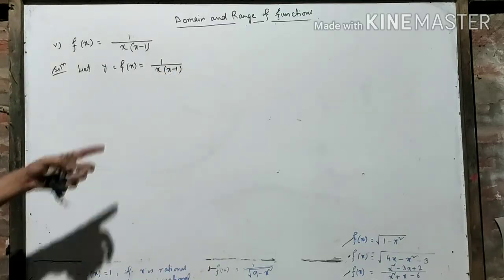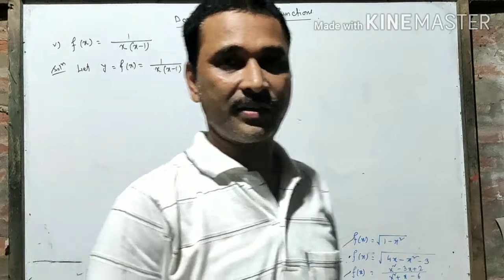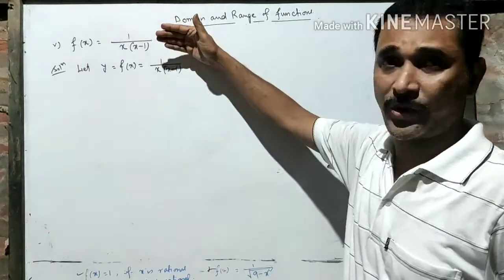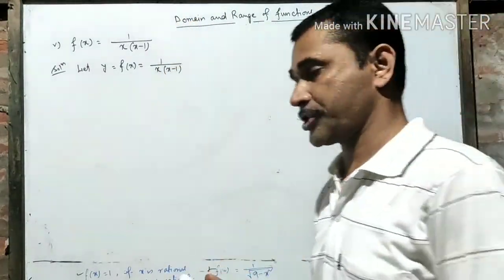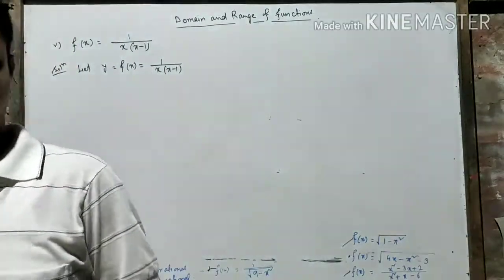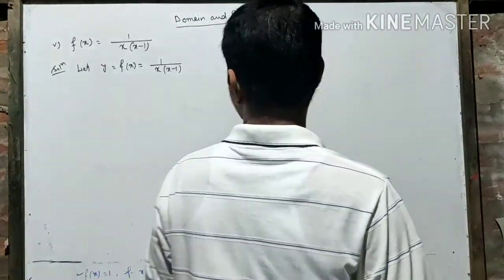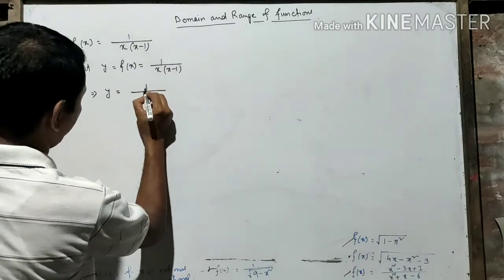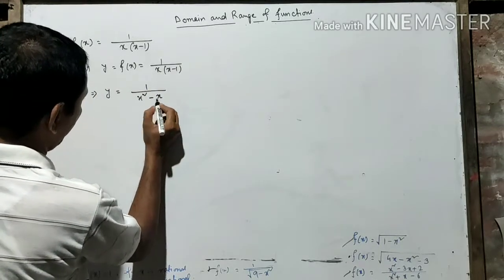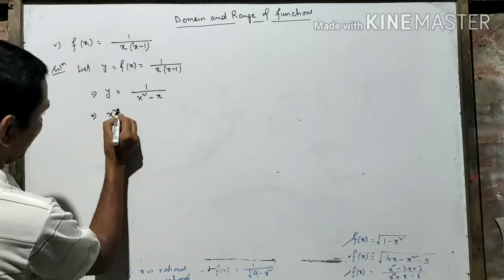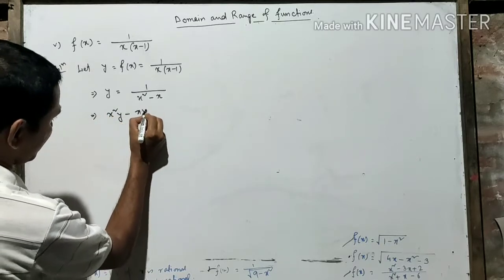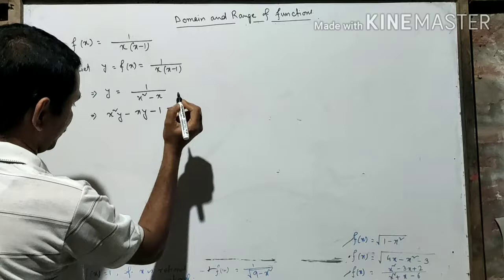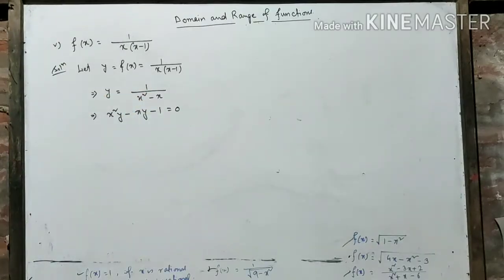So you cannot cancel anything here, because the numerator is 1 and no x is there. So no question of cancellation, no question of common factor. We are just to find the value of x from here. x² - x, so you multiply: x²y - xy - 1 = 0. This is a quadratic equation.